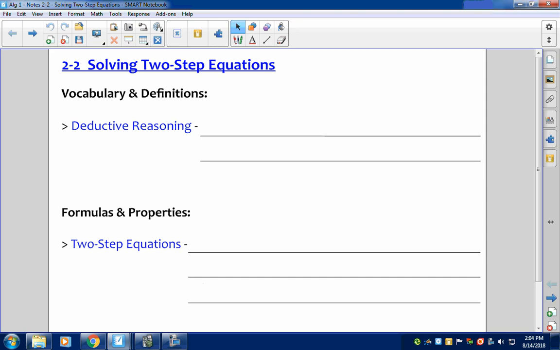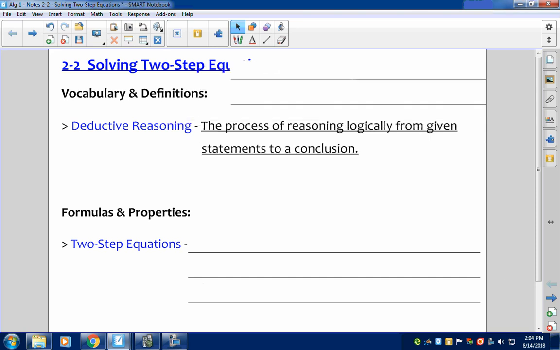Deductive reasoning. This will relate here later on. It's the process of reasoning logically from given statements to a conclusion. It's everybody's favorite part of geometry. It's called proof. If I were to give a one-word definition of deductive reasoning, it would just be proof. Sorry, you've already started writing this, but if you want, you can just write proof, P-R-O-O-F. Reasoning logically from given statements to a conclusion.